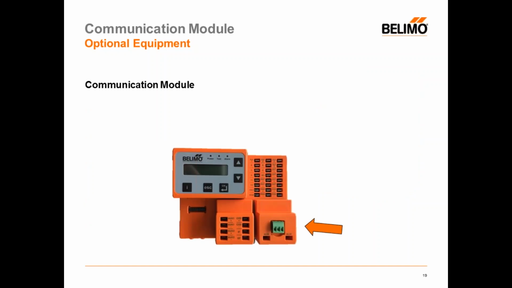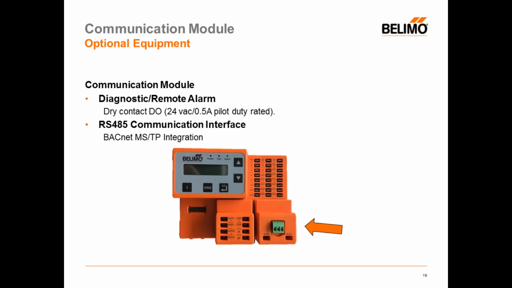Here's the communications module, or econ-zip-com. This allows the hookup of a remote or diagnostic alarm. So if any one of those FDD requirements fails, like a sensor fault, you can hook this up to a BMS or a locally attached LED, and it will indicate that an alarm is present. It is also the point of attachment for BACnet MSTP over RS-485.